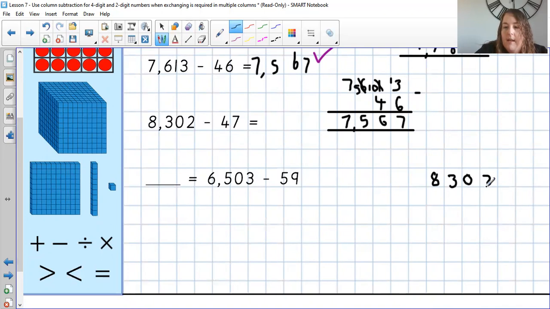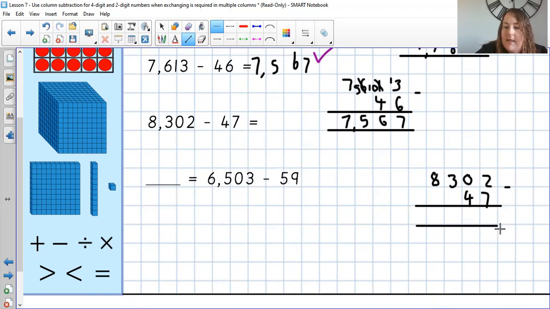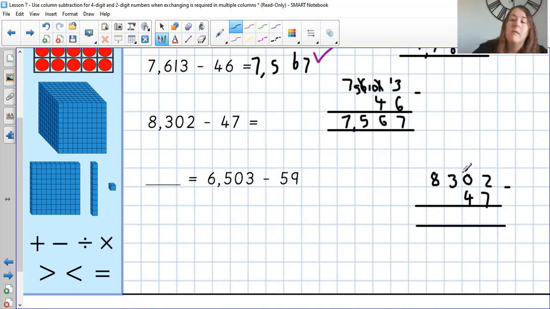8,302, taking away 47. Okay, this one again would have been a similar tricky one that we had yesterday because it has that 0 in the tens column. And by already looking at it, I can see I can't do 2 take away 7. Normally we'd go next door, we'd go to the tens column and we'd exchange, but we don't have any there.